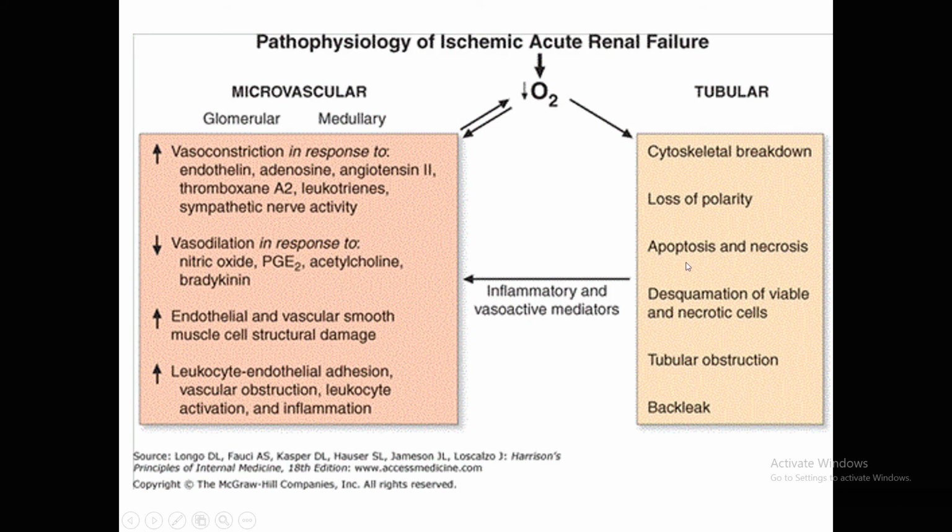In summary, two main mechanisms are involved in the pathogenesis of the acute renal failure. A tubular mechanism: the occlusion with cellular debris and the increased intratubular pressure cause decreased glomerular filtration rate. And the other one, the vascular: the decreased glomerular filtration rate because of afferent arterial vasoconstriction and efferent arterial vasodilation. The changes are illustrated here. Increased vasoconstriction and decreased vasodilation. Also, damage to endothelial and vascular smooth muscle cells.